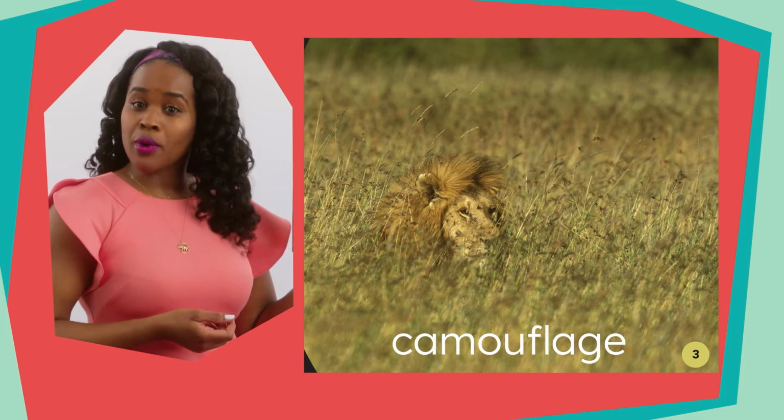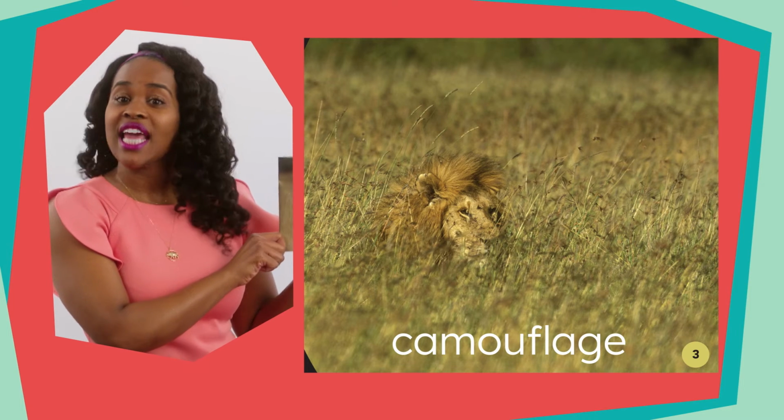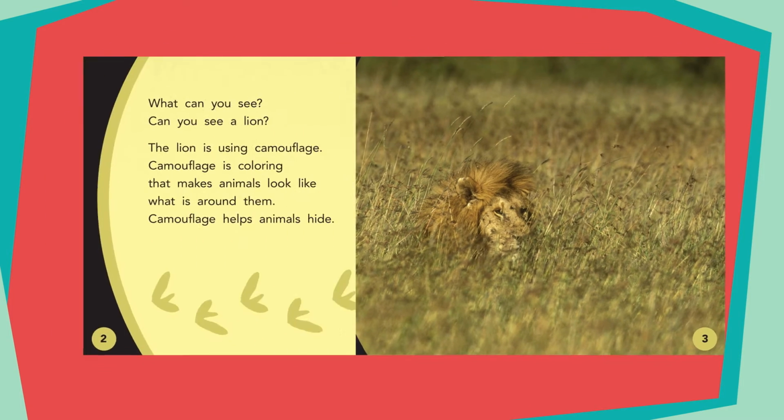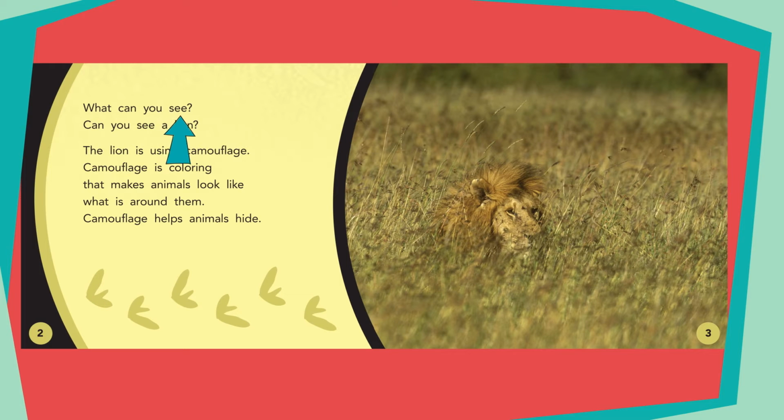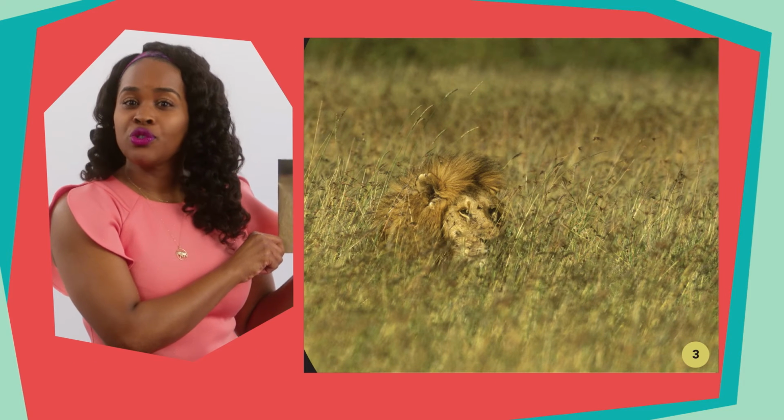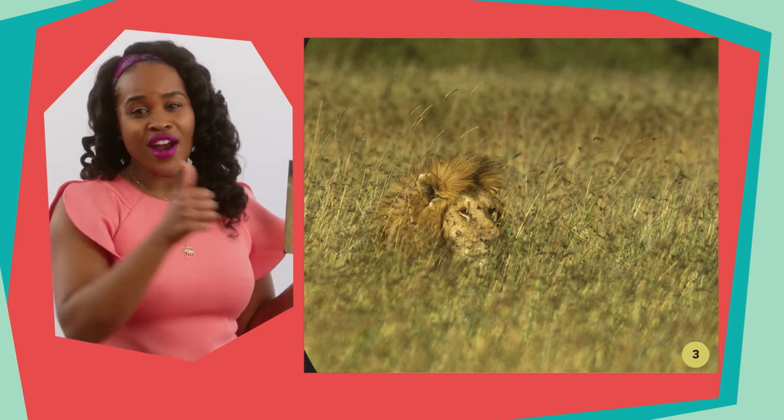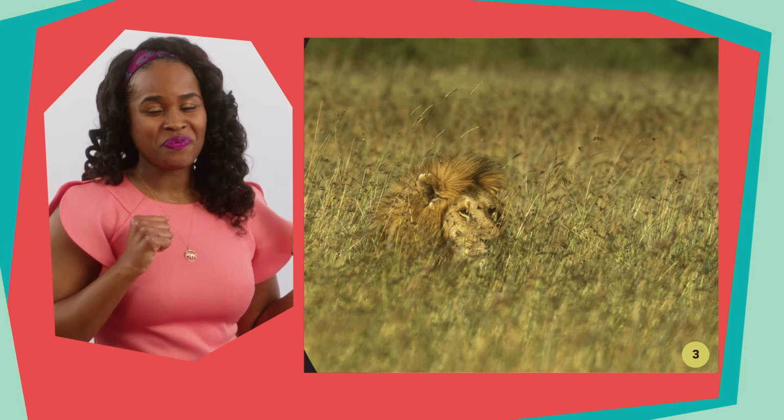Let's read the text one more time now that we can see the actual photograph. What can you see? Can you see a lion? The lion is using camouflage. Camouflage is coloring that makes animals look like what is around them. Camouflage helps animals hide. If the picture helps you to understand the text even more, give me a thumbs up.